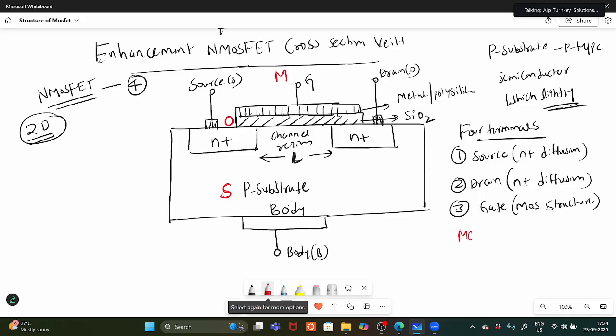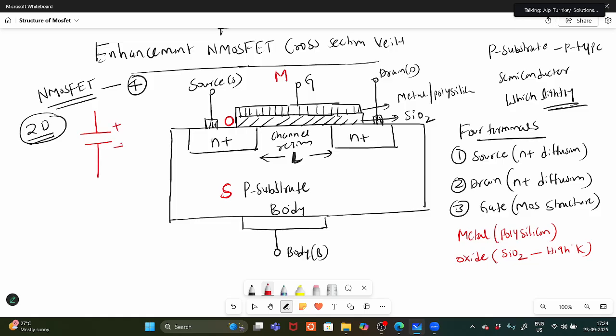For the gate we can use metal, or polysilicon also. And next, oxide. Basically we are using SiO2 as the oxide, which has a high dielectric constant. It acts like a capacitor also. Suppose you consider a capacitor: positive charges and negative charges will be there, with a dielectric in between. This is one terminal and this is another terminal, with a dielectric in between. That means here we have a MOS capacitor. We can call it a MOS capacitor also.